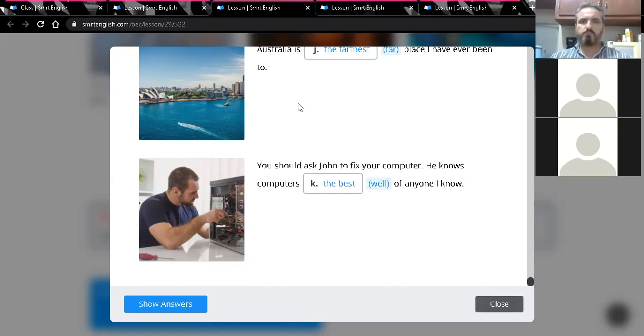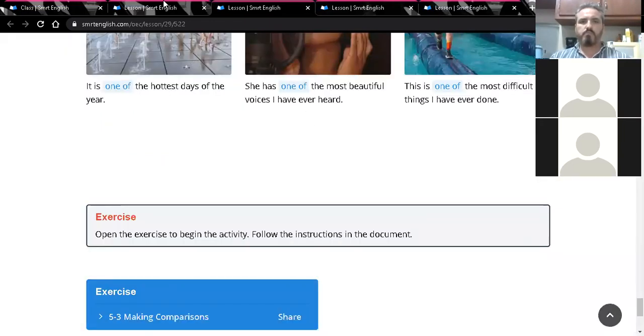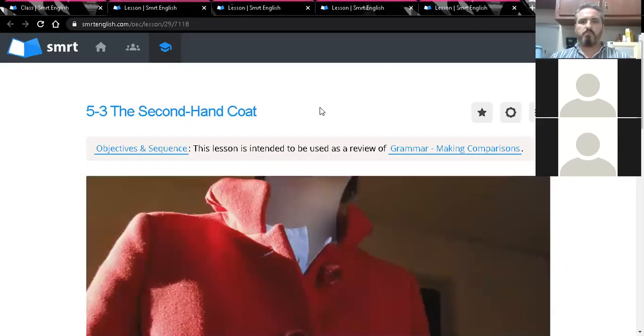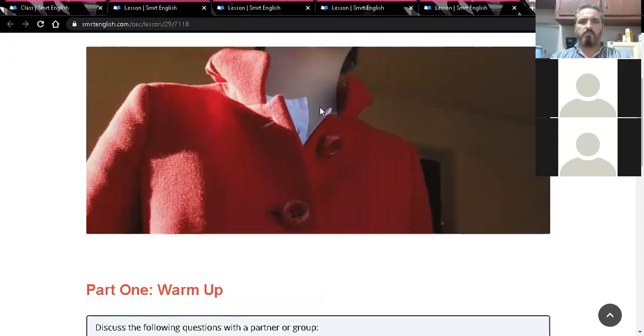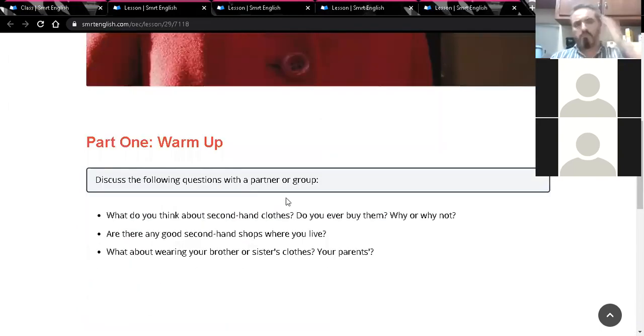So let's do a little exercise before we finish with this topic. It says, this lesson is intended to be used as a review of the grammar making comparisons. Now, it says in here, what do you think about secondhand clothes? Do you ever buy them? Why or why not? So tell me, guys, do you ever buy secondhand clothes?